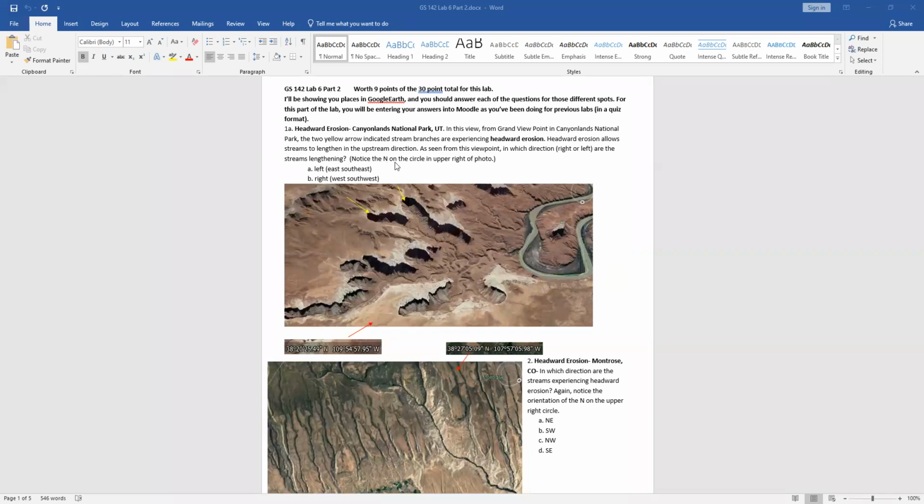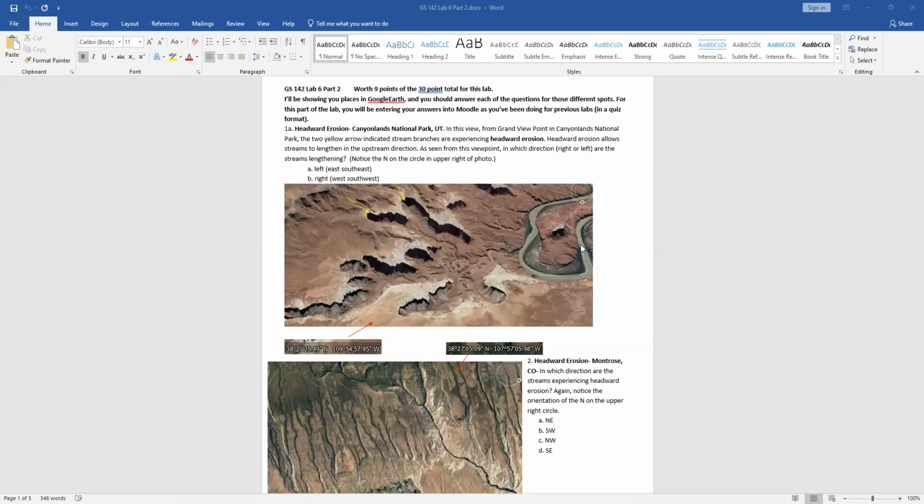Notice the north on the N on the circle in the upper right of the photo. So up here on this photo, notice that N is pointing down, which means that we are looking from the north towards the south when we are looking at this landscape here, okay? So this is the low area here. See that you can see the stream. Now, they don't have anything in them right now, it doesn't look like. These are ephemeral streams. You can see how they've cut into this landscape here.